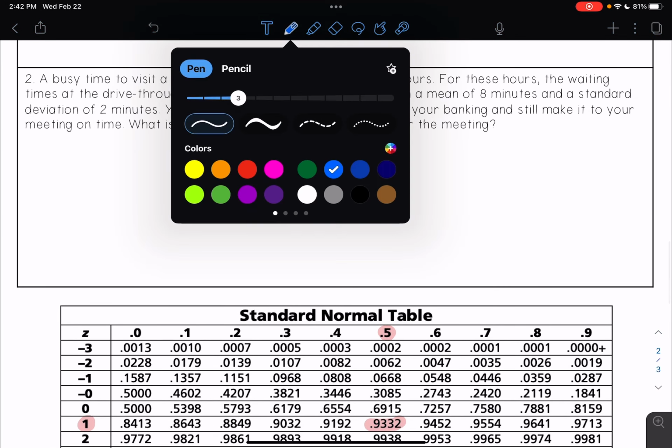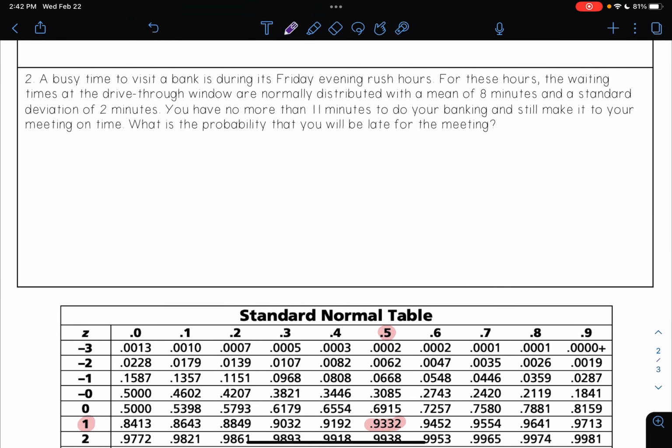Let's look at another one. This one says a busy time to visit a bank is during its Friday evening rush hours. For these hours, the waiting times at the drive-through window are normally distributed with a mean of 8 minutes and a standard deviation of 2 minutes. You have no more than 11 minutes to do your banking and still make it to your meeting on time. What is the probability that you will be late for the meeting?